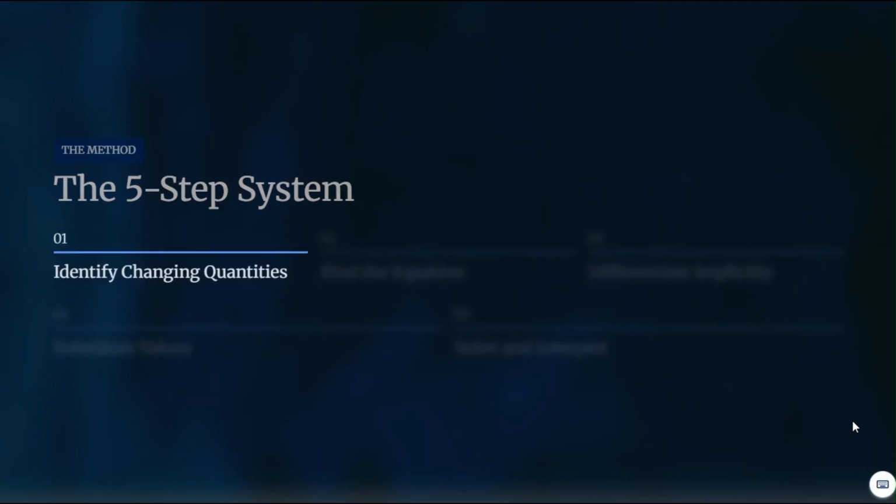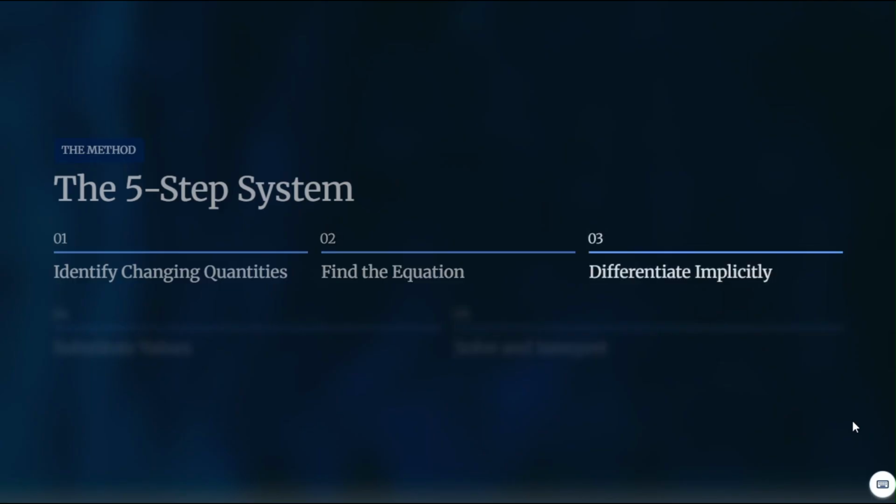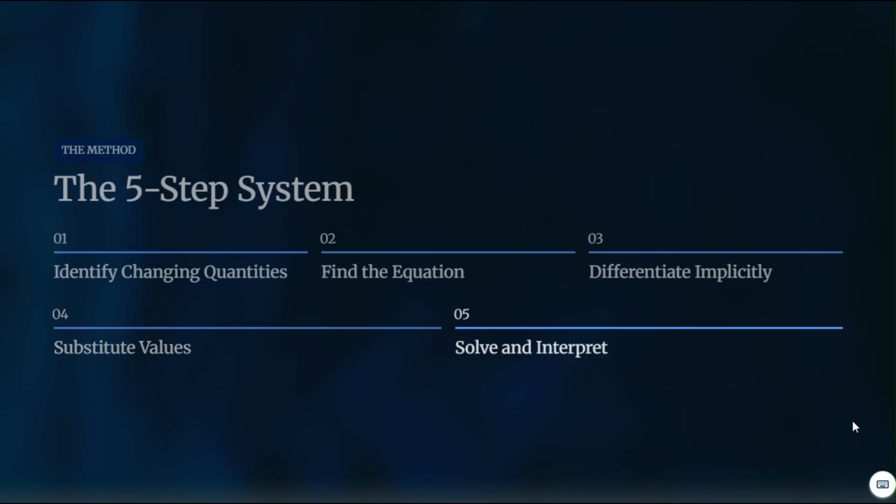Here's the 5-step system. This approach eliminates confusion and ensures you never miss a critical detail. First, determine which quantities are changing with time. Then, relate these quantities with a formula and even draw a diagram if it is helpful. Then you'll differentiate both sides with respect to time t, plug in given values for variables and rates, and finally solve for the unknown rate and explain your answer.